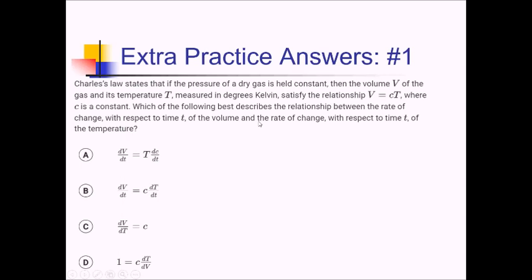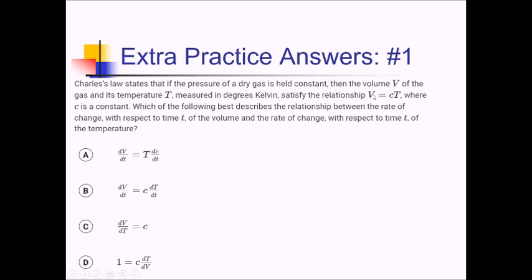On this problem, when it really comes down to it, they're giving us this formula here for Charles' law that relates the volume and temperature of a gas, and they just want us to write a relationship for the rate of change of volume and the rate of change of temperature with respect to time. So this is basically the beginning of a related rates problem where you just have to take the derivative of everything with respect to time.